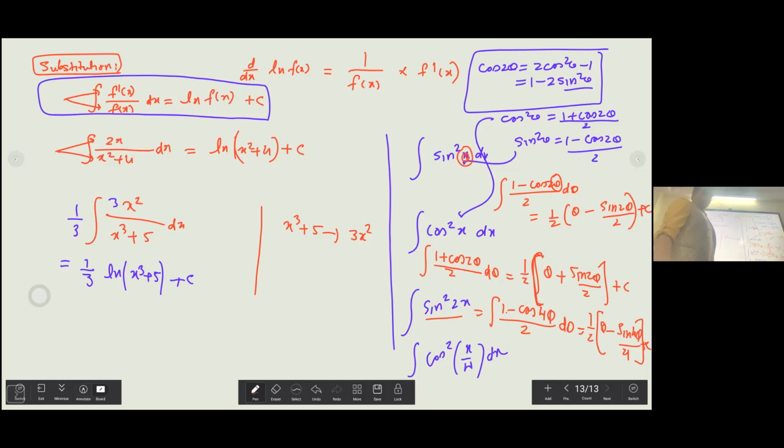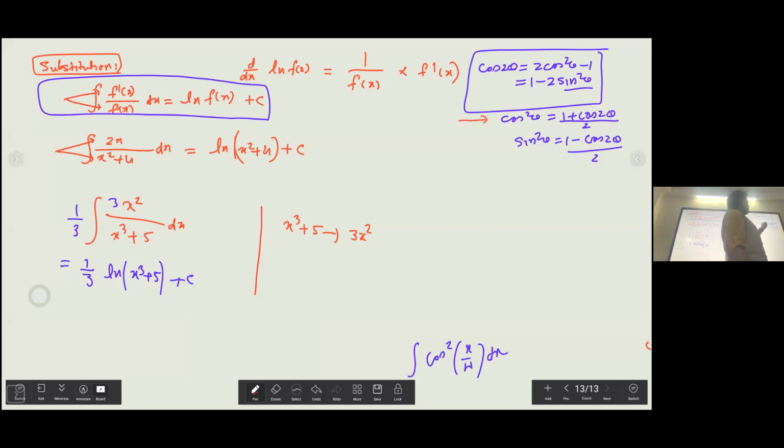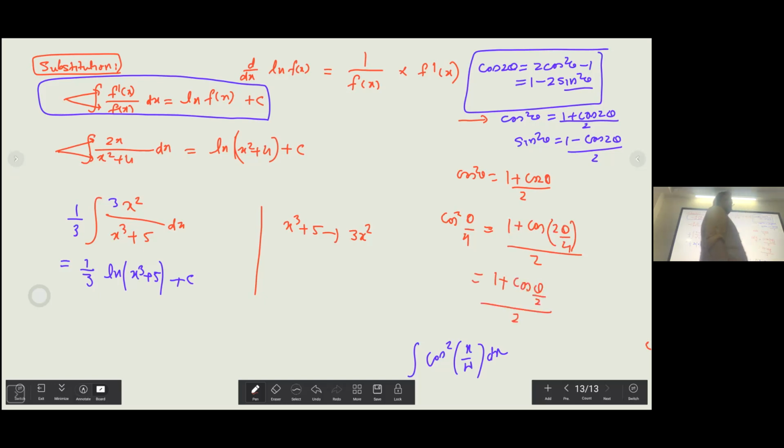Now for cos square x by 4, I would like you to attempt it firstly on your own, and then we'll check the answer. So when you're integrating, cos square theta is (1 plus cos 2 theta) by 2. So for cos square of theta by 4, it will be (1 plus cos of 2 times theta by 4) upon 2, which is nothing but (1 plus cos theta by 2) divided by 2. So you have to integrate this now.